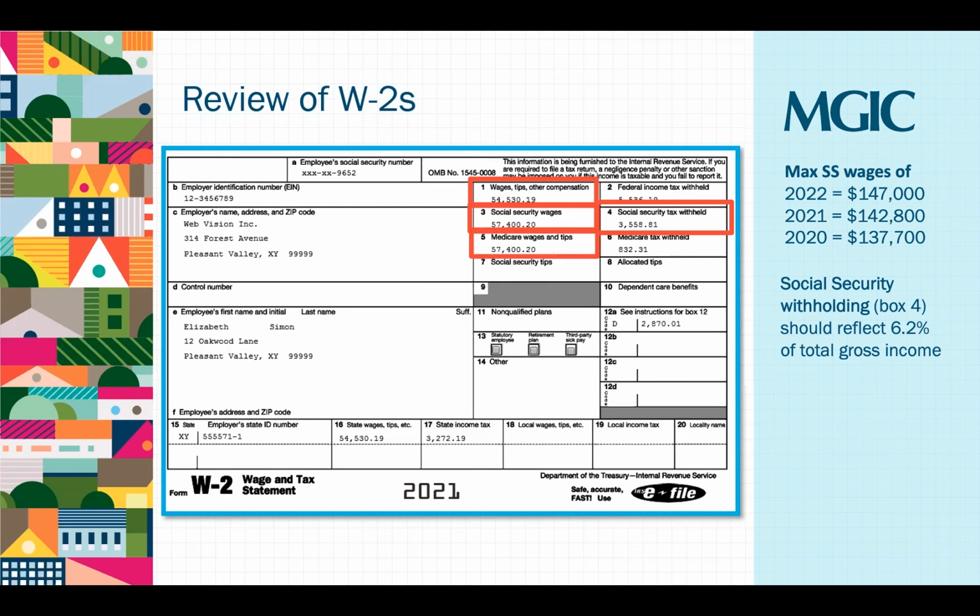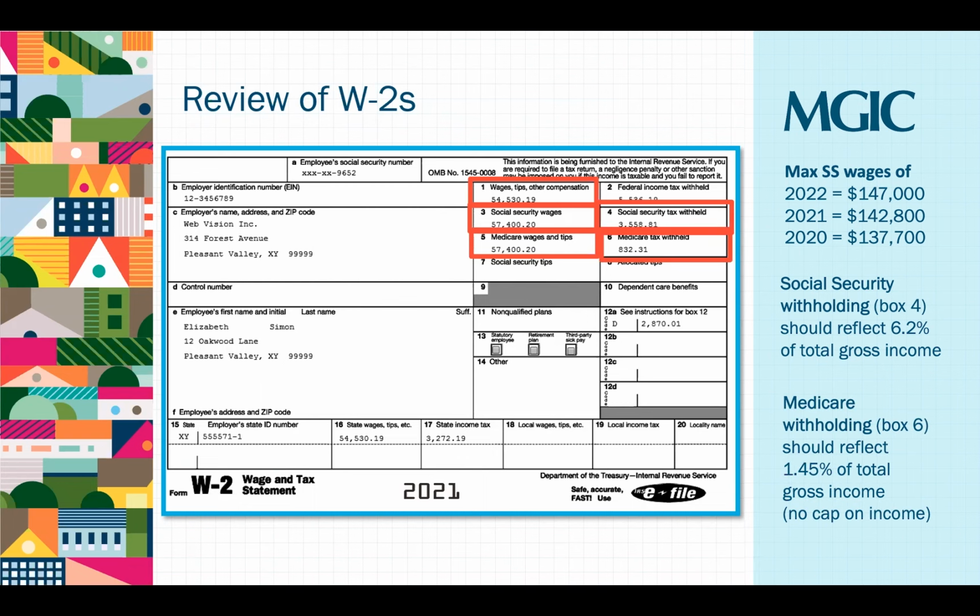Box number 5 is the Medicare wages, which will equal your borrower's total gross wages. Box number 6 should reflect 1.45% of total Medicare wages.